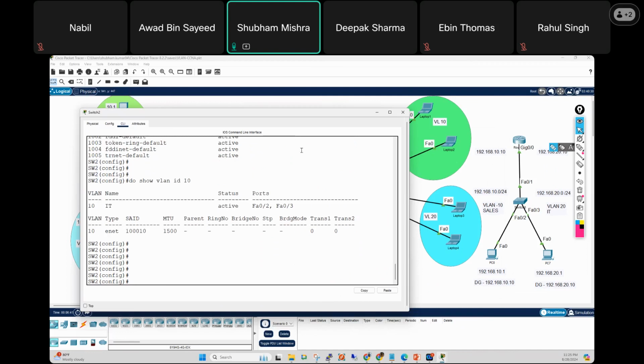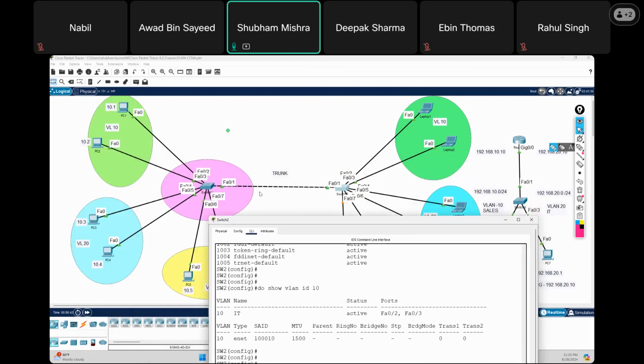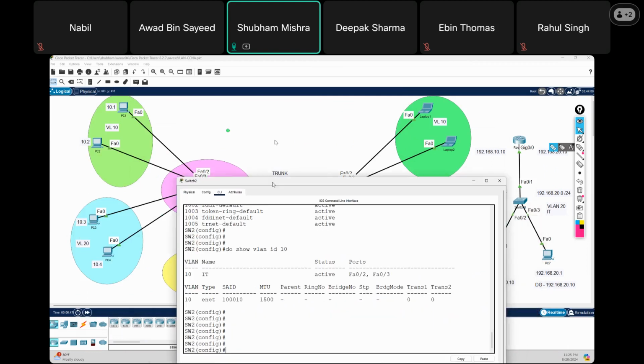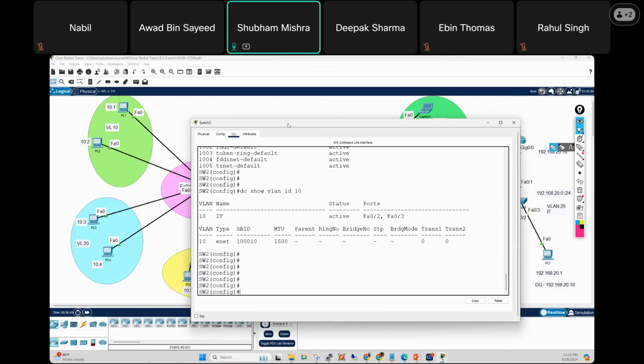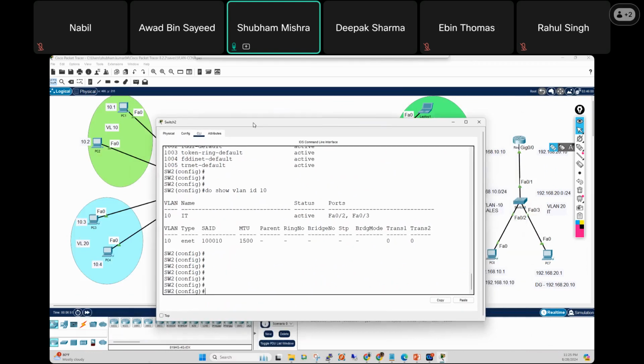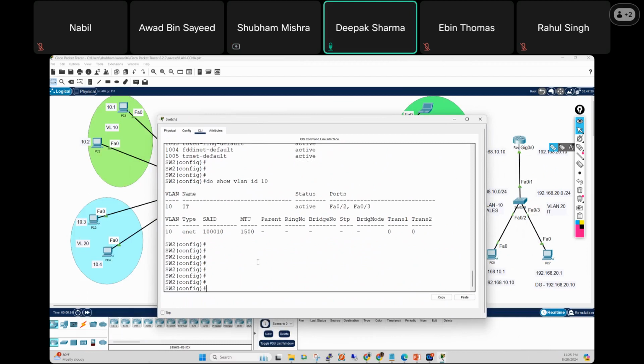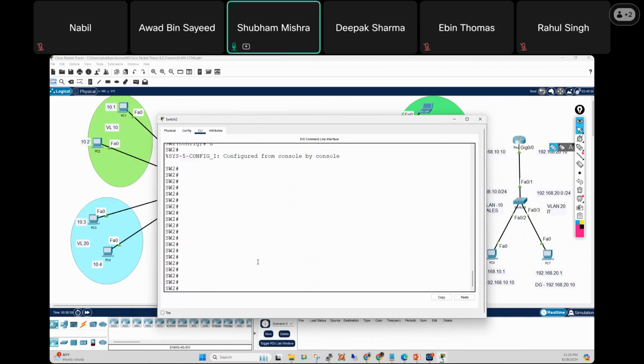Now we need to configure this link 0/1 as a trunk link. Then all the VLANs can communicate with each other. Understand? What is the command to check whether trunk is configured or not? Show interface trunk. Do you get any result there? No. It means no trunk port is configured.